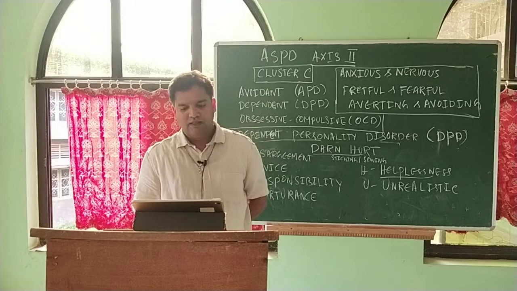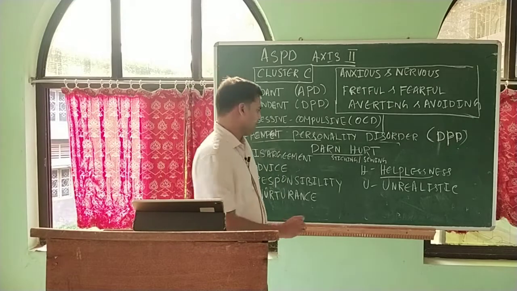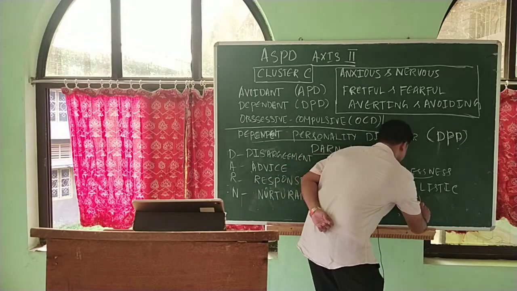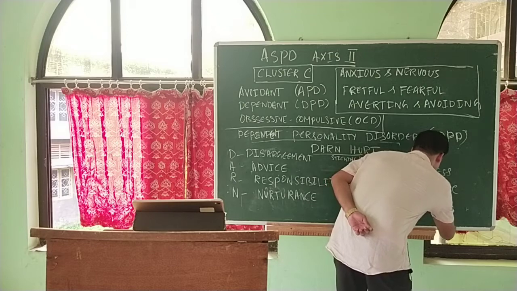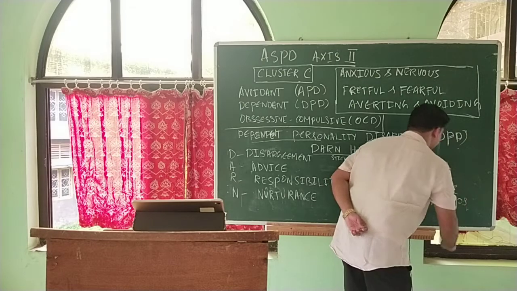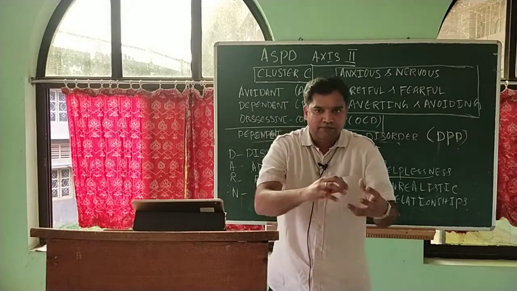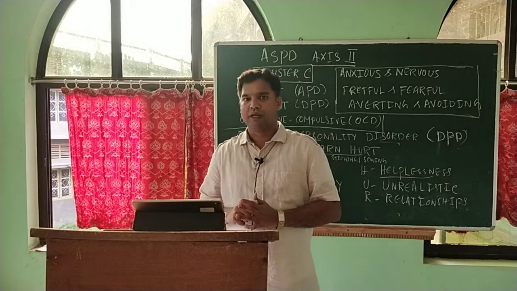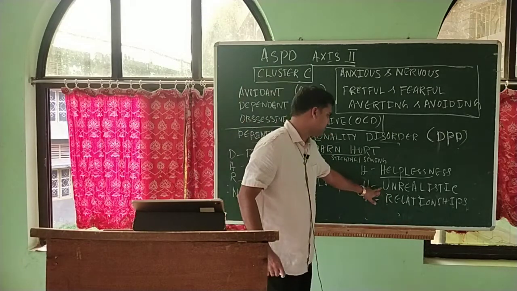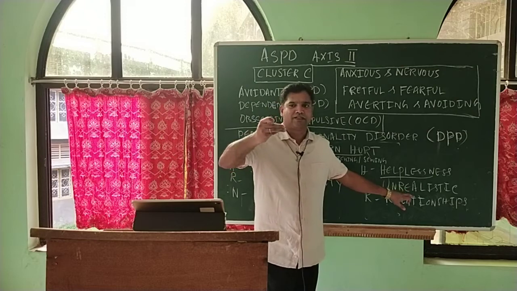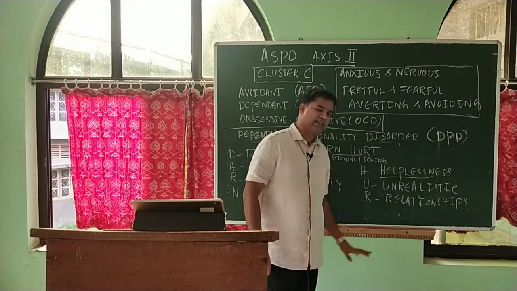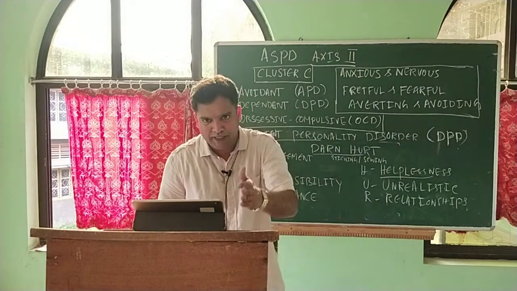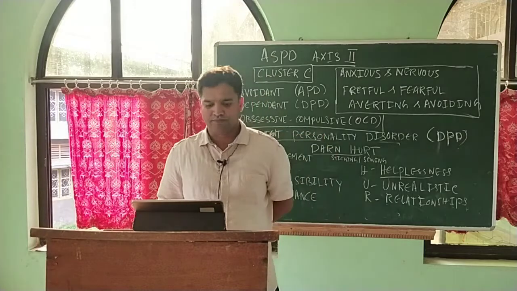And R stands for relationships. They always need relationships. When one relationship ends, immediately they look for another relationship. If they break away, or something happens and the person leaves them, immediately they will cling on to another relationship, because they can never stand alone. That is their belief. They have an unrealistic belief that they can never stand alone. So when one relationship breaks, immediately they look for another.